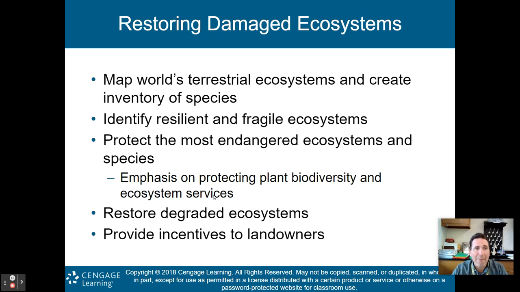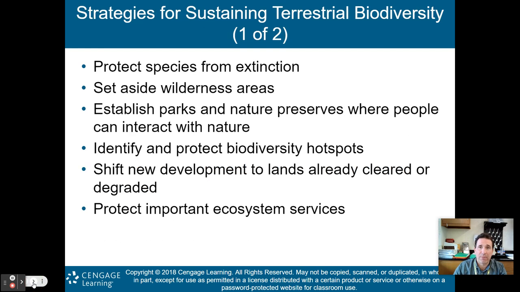What else can we do? Map the world's terrestrial ecosystems and create an inventory of species. Identify resilient and fragile ecosystems, right? Resilient ones, maybe you can leave alone for now. Fragile ones, you need to go in and help. Protect the most endangered ecosystems and species, right? Emphasis should be on protecting plant biodiversity and ecosystem services. Again, restore those degraded ecosystems and provide incentives to landowners to not destroy their own ecosystems, give them money if they actually replenish or refurbish some of these ecosystems.